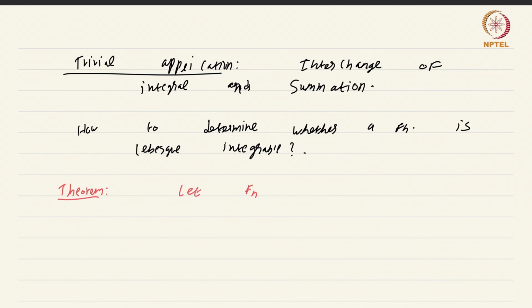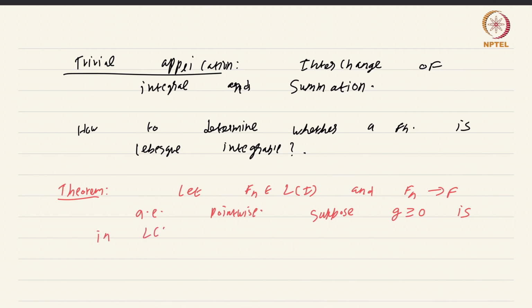Let fn be Lebesgue integrable and fn converge to f almost everywhere pointwise. Suppose G greater than 0 is in L1 and mod f is less than or equal to G almost everywhere. Then f is Lebesgue integrable.